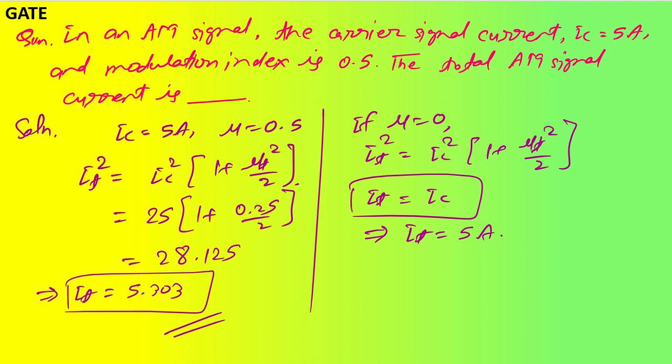Suppose we ask what the current is when the modulation index is 0. It means whatever the carrier current is, the same current will be there in your total amplitude modulated signal as well. So you can see mu will be 0, it becomes IT equal to IC, that is 5 ampere itself. Okay, let us take another question that was asked in a previous year GATE.